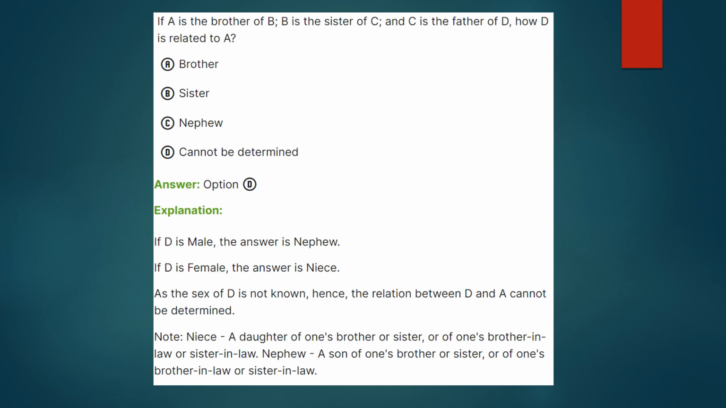So you can see here niece, a daughter of one's brother or sister, or of one's brother-in-law or sister-in-law. Nephew means a son of one's brother or sister, or one's brother-in-law or sister-in-law. So like this, nephew and niece terms will be used for multiple options, which is a confusing task, and we cannot justify that any of these A, B or C will be your answer. So the answer is cannot be determined.